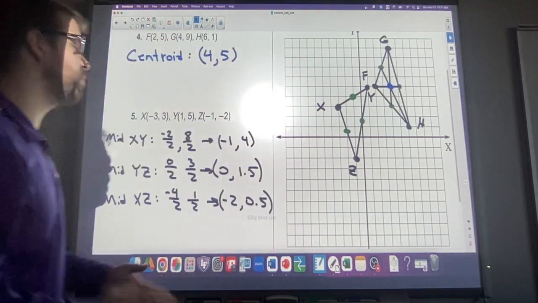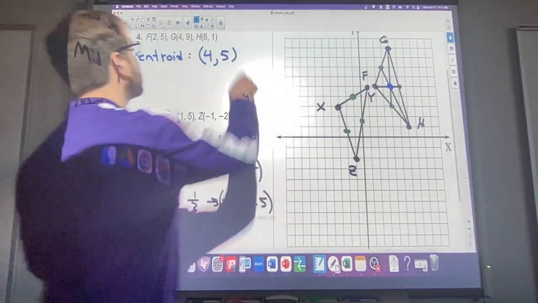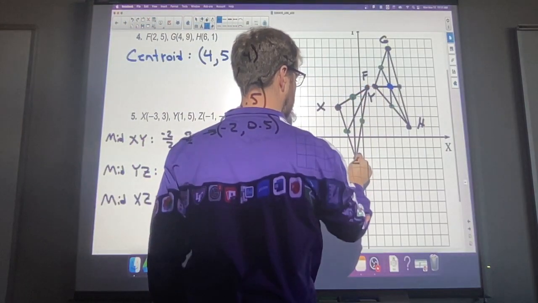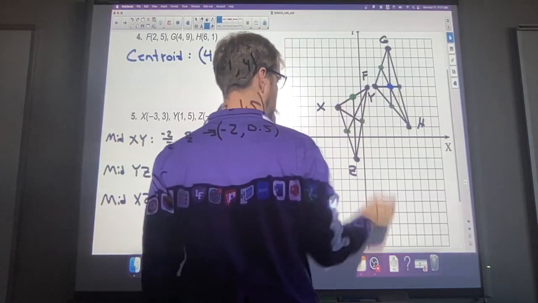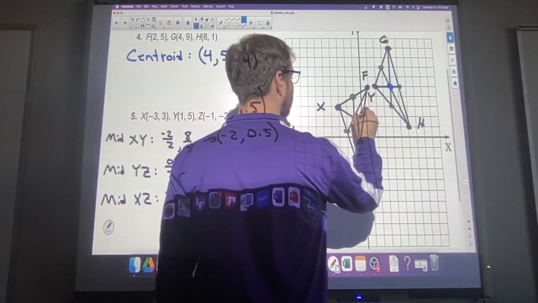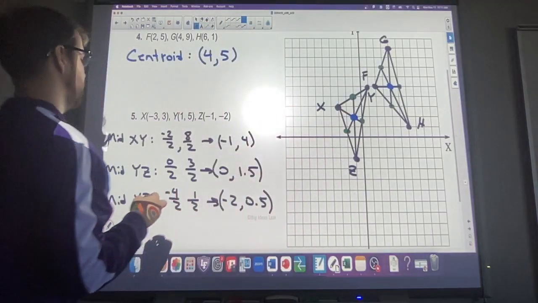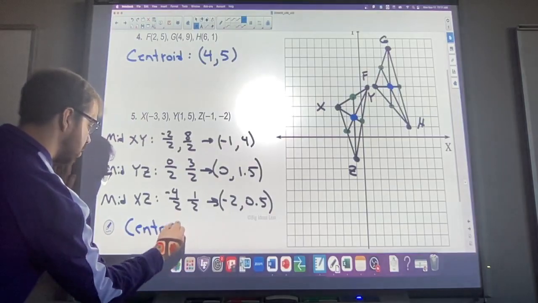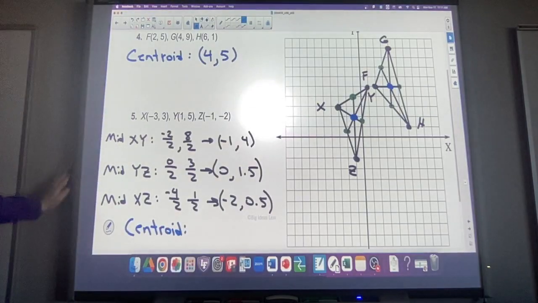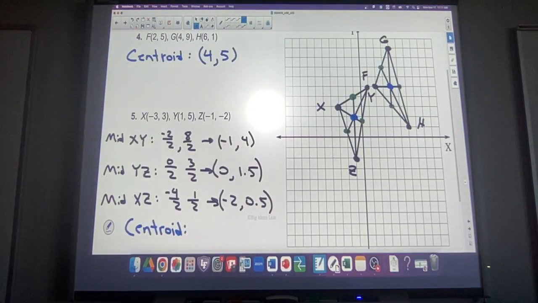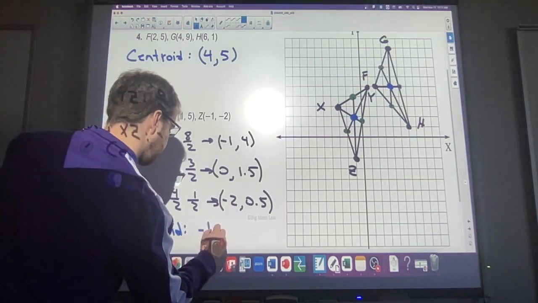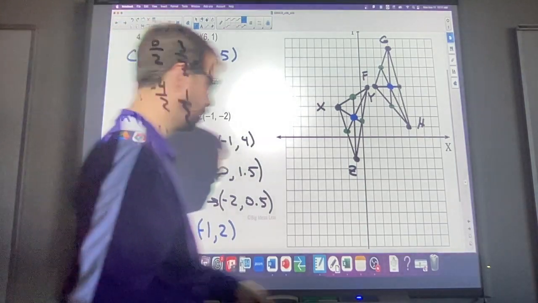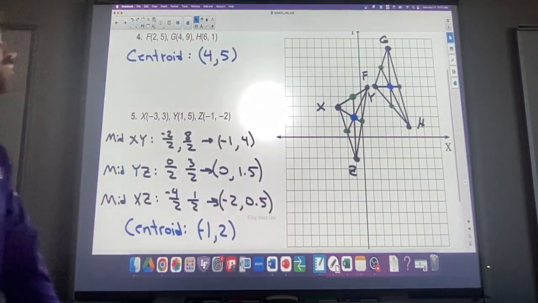That's why it's important to check with the midpoint formula. Your drawing is not going to be perfect. All right, connect them. And we have our centroid right here. So where's our centroid? It is negative 1 and 2. Okay. So that's finding centroids. Medians and centroids.